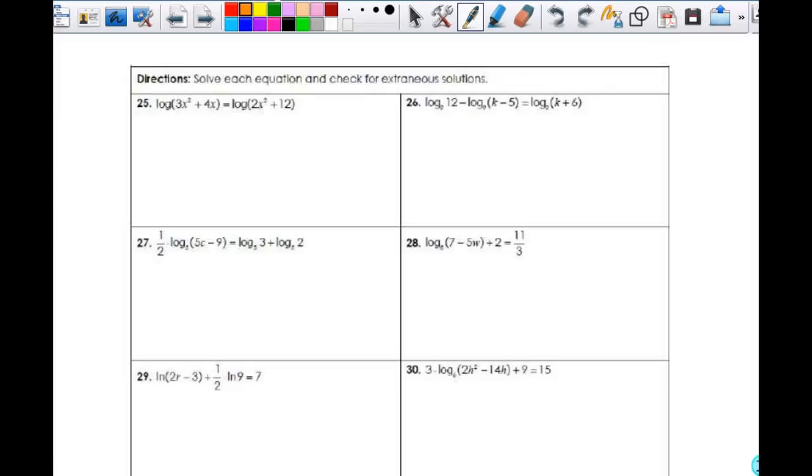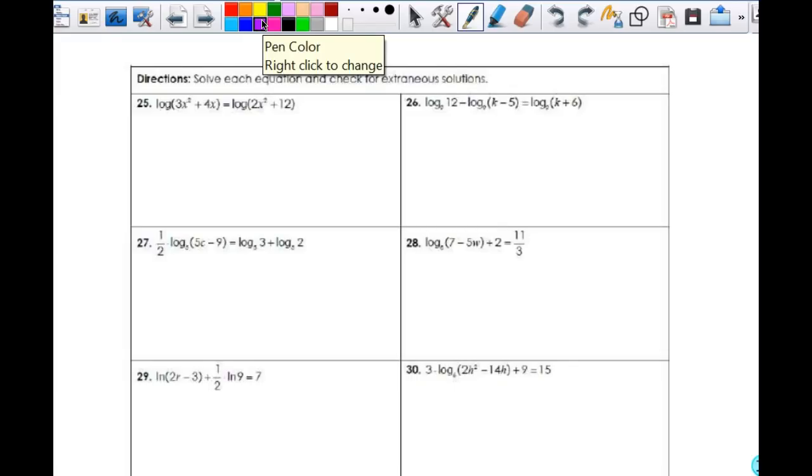Okay, so last page. Remember on these, you're not going to get a calculator, so some of these you'll be able to get numbers on, and some of them you'll have to leave in exact form, and it won't be real pretty, but it's fine. It's better than wasting time on the calculator. All right, so we're going to solve each equation and check for extraneous solutions.